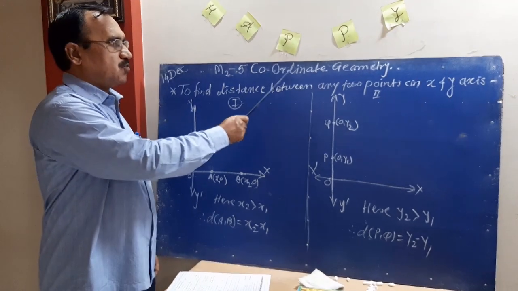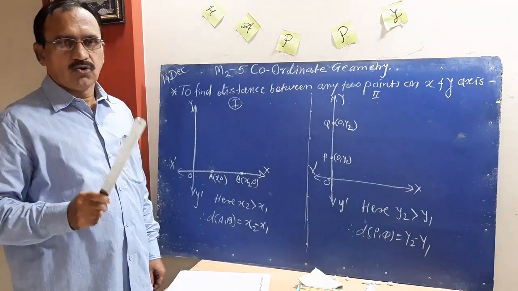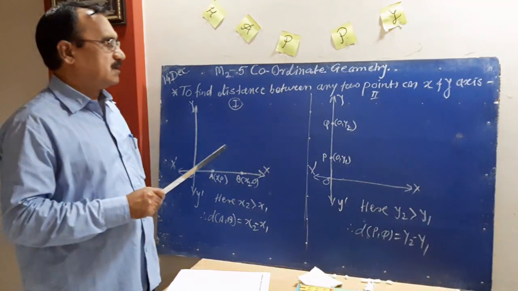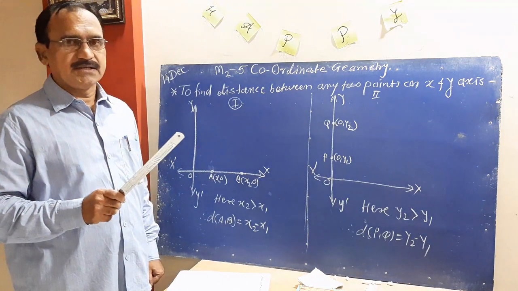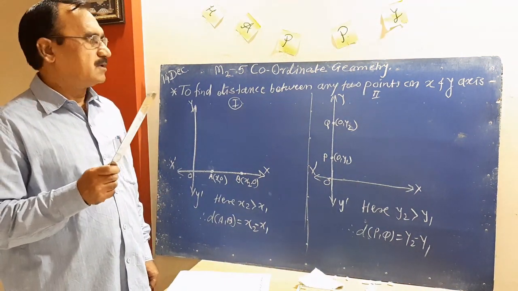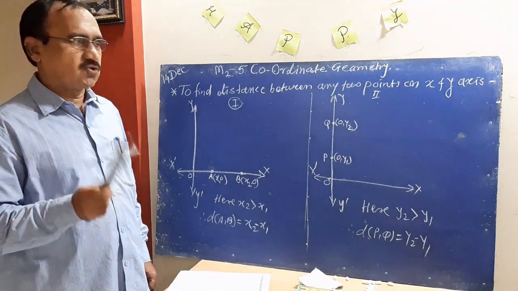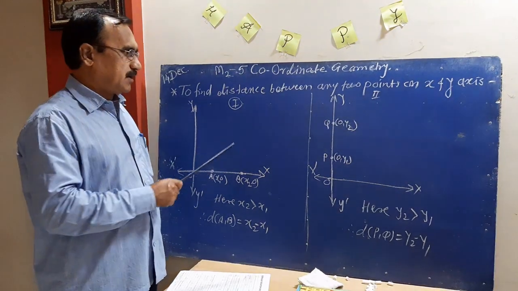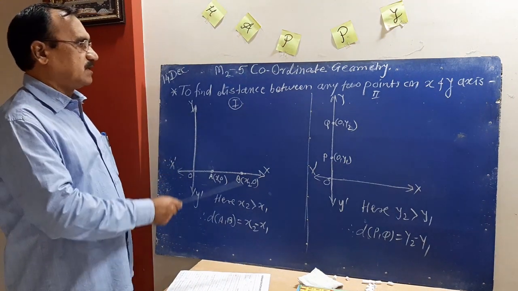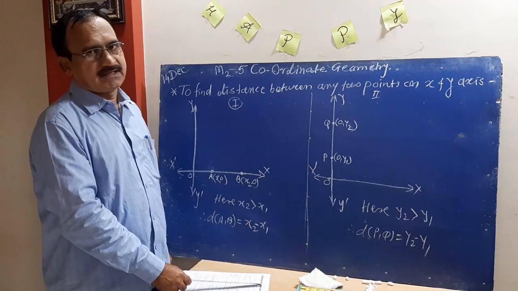You know the meaning of coordinate. You know in graph lessons or in linear equations in two variables, a coordinate on the x-axis, a coordinate on the y-axis, or coordinates of points in any quadrant. Related to this, the first topic is to find the distance between any 2 points on the x and y-axis.